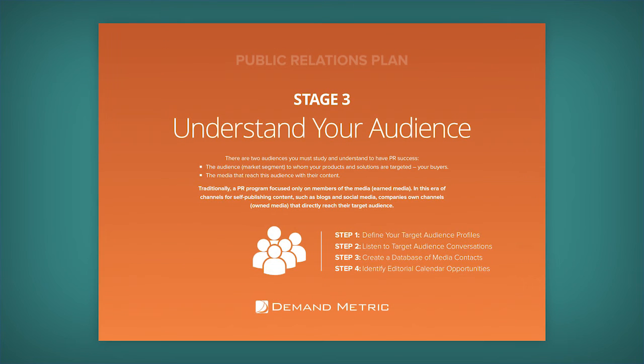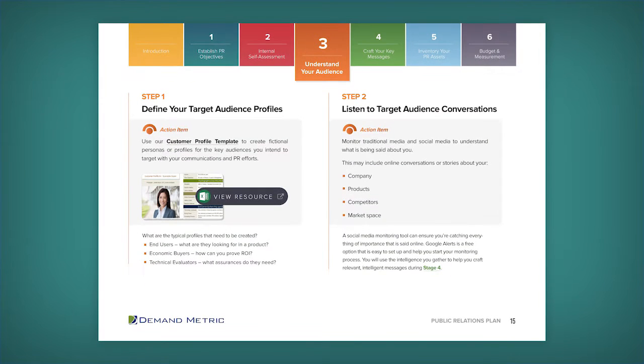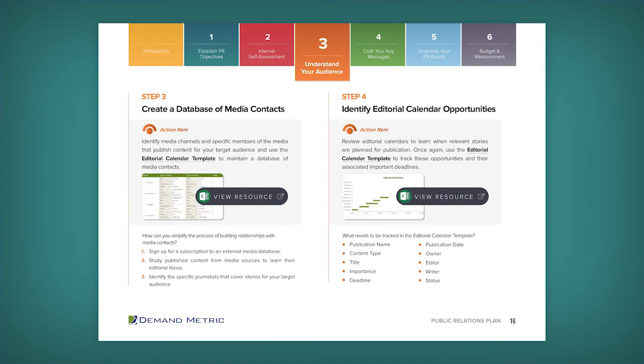In stage 3, we understand your audience. And here, the first step is to define your target audience profiles. And then step 2, to listen to target audience conversations. You're going to create a database of media contacts and then identify editorial calendar opportunities.